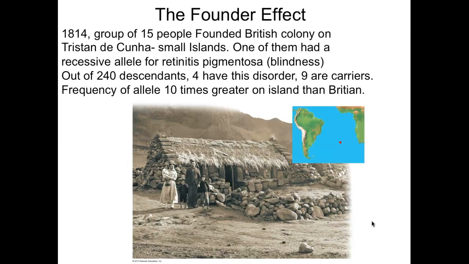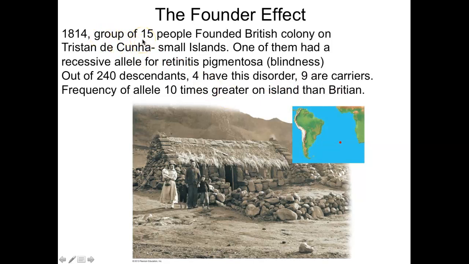Number 2 is something called the founder effect. So it's another genetic drift that's random. However, it changes the allele frequency. This is where a small group of individuals will colonize an island or something far away and then just start a new colony or population there. So this is an example in 1814.